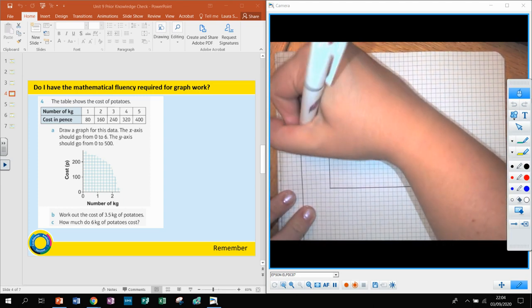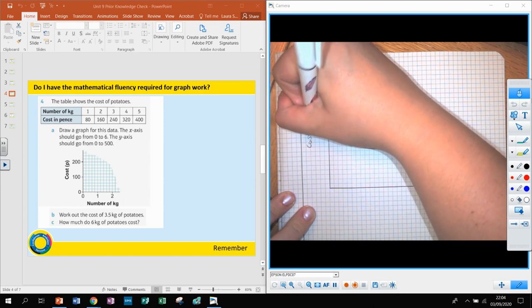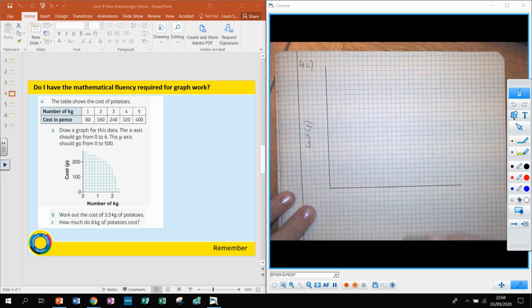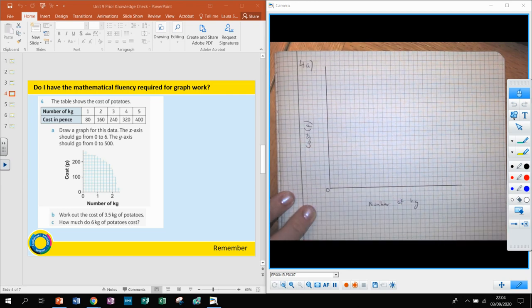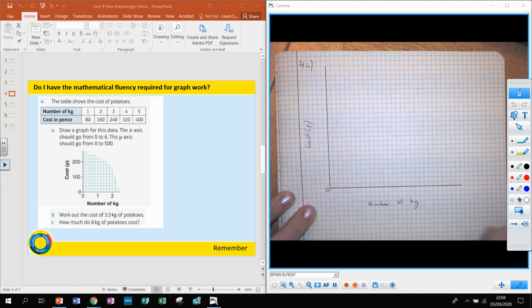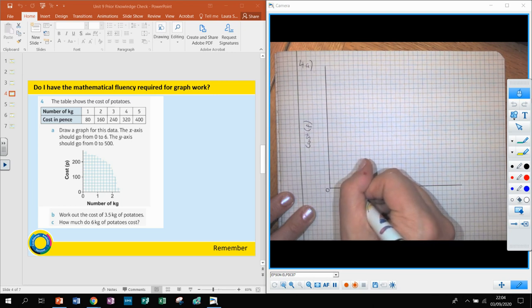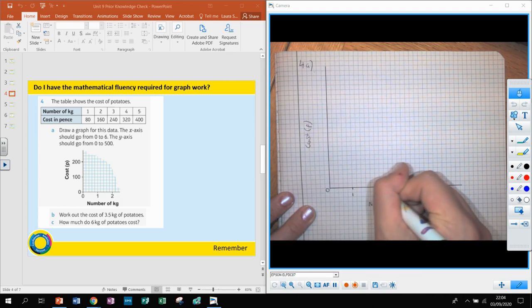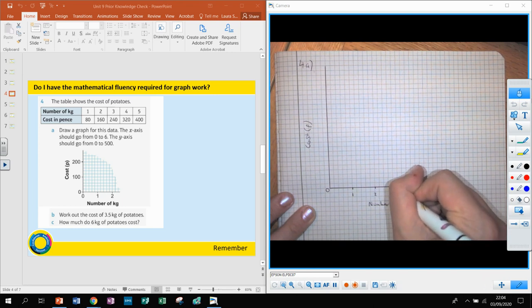All right, so we have costs. You should always make sure that you are labeling based on what they've told you. Then here we have the number of kilograms. 0, and we could write 0 twice, but I choose to write it once if they're both 0. And here we go. So 5 squares is 1. Another 5 squares is 2, and then we would have continued this.